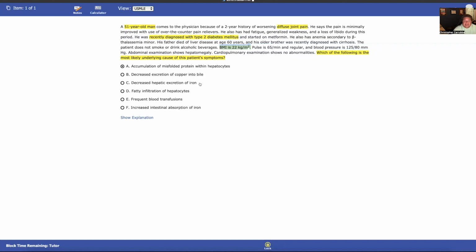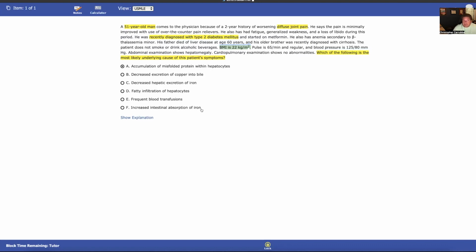We already established that C just doesn't line up with anything. We also have established that non-alcoholic fatty liver disease is unlikely given the patient's BMI. And it's hard to make that connection to his joint pain, his loss of libido. Wouldn't explain that as well. We've now established that frequent blood transfusions wouldn't work because he doesn't even have a condition that would require blood transfusions. And that leaves us with hereditary hemochromatosis.